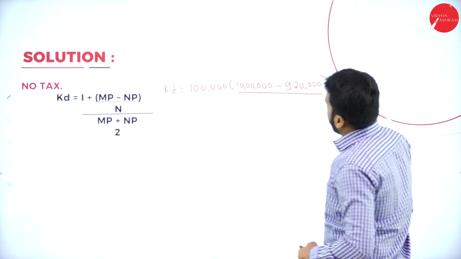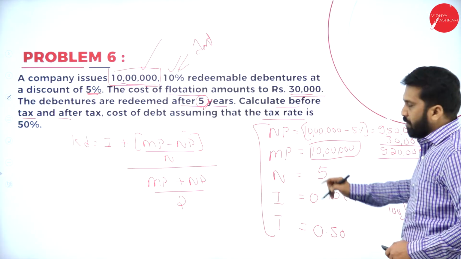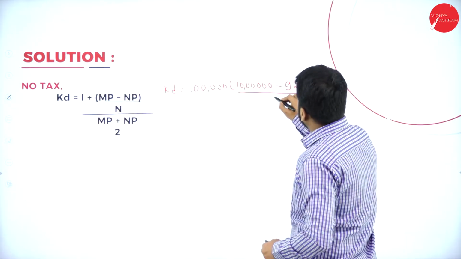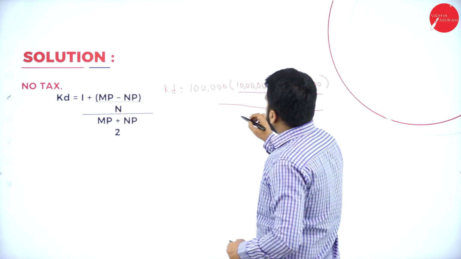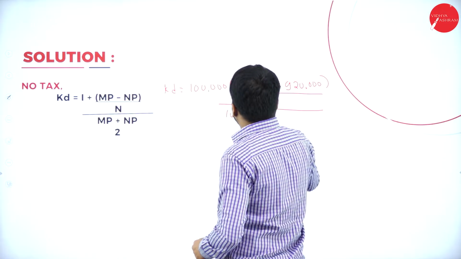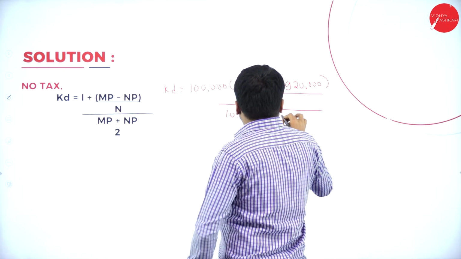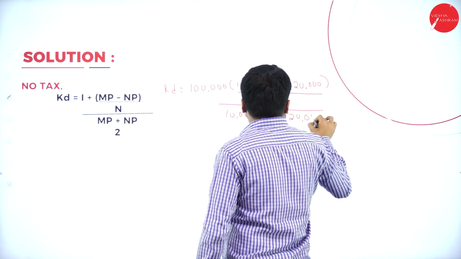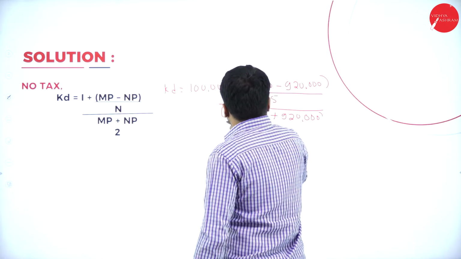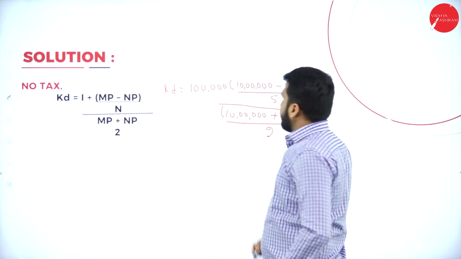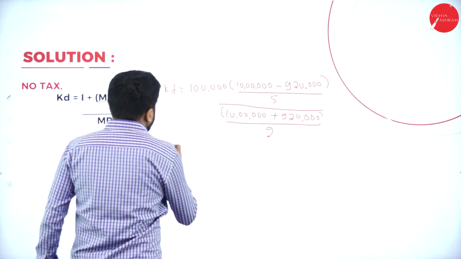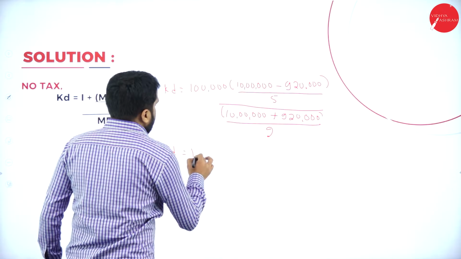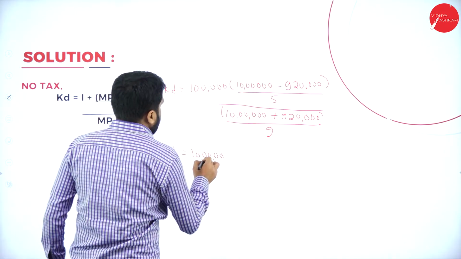Divided by number of years. Number of years we have 5 years. Whole divided by, again, 10 lakh plus 9,20,000 divided by 2. These are the calculations you are supposed to do. Now, I'll simplify this. KD is equal to 1 lakh will remain as it is.